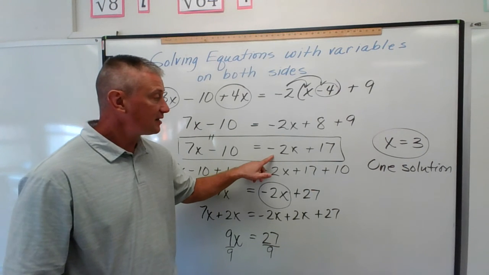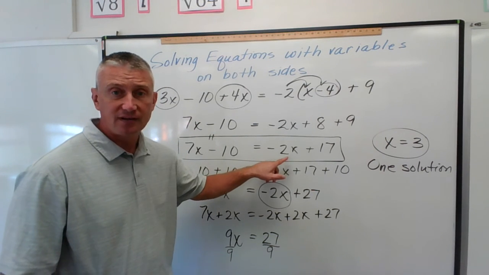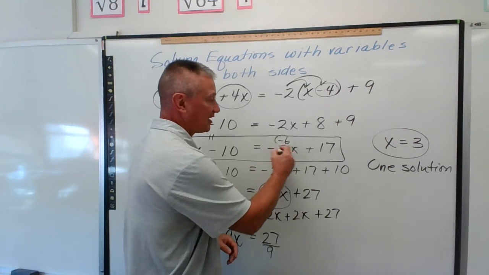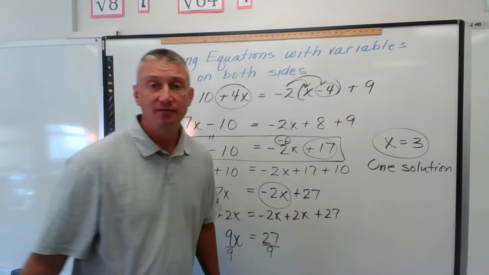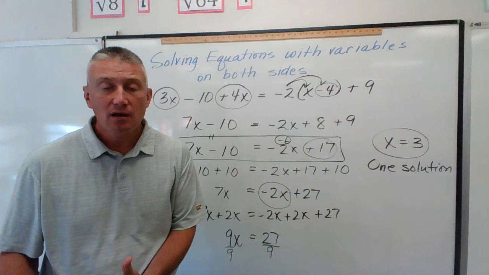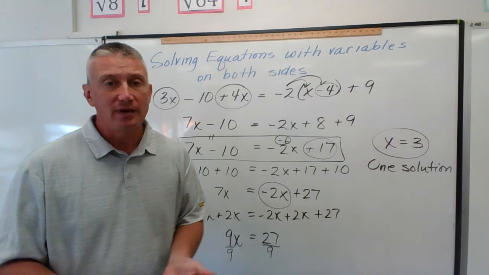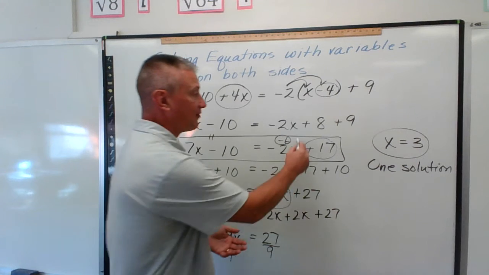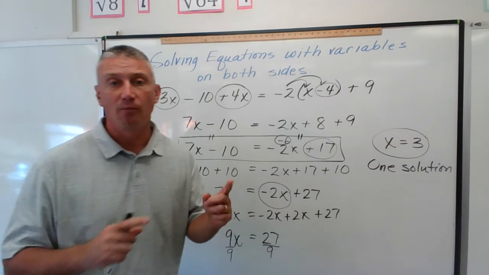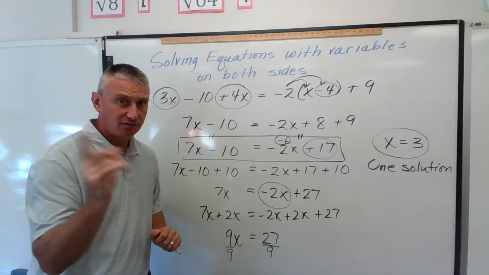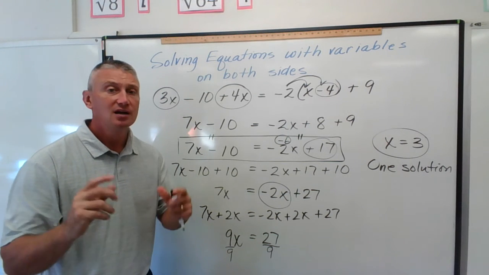Over here, negative 2 times 3 is negative 6. So if I have 6 negatives and 17 positives, the positives will win. 6 of them will get taken away. So that will mean that we have 11 on this side as well. So I know my answer is correct. So again, we know there's one solution. That solution in this case is x equals 3.